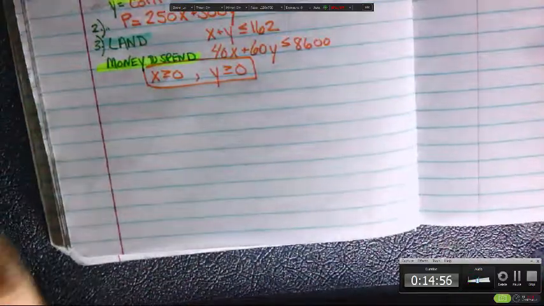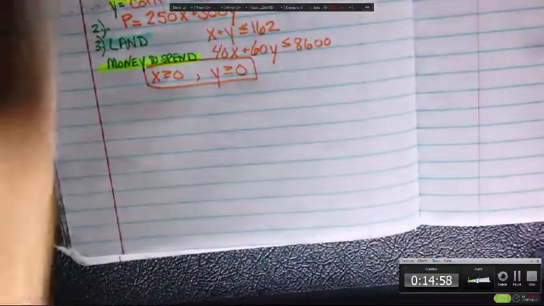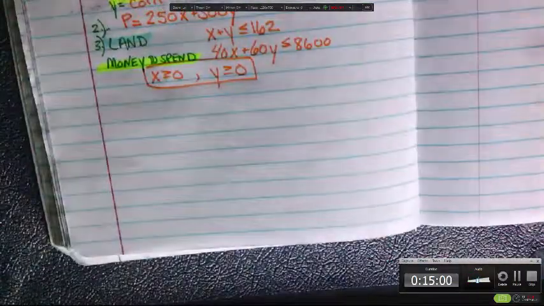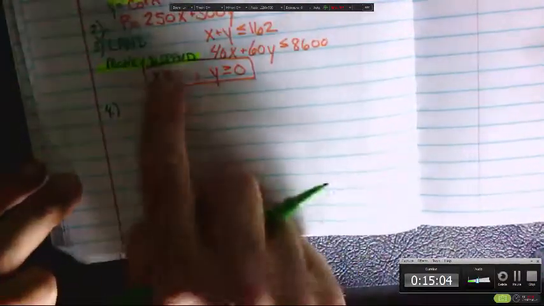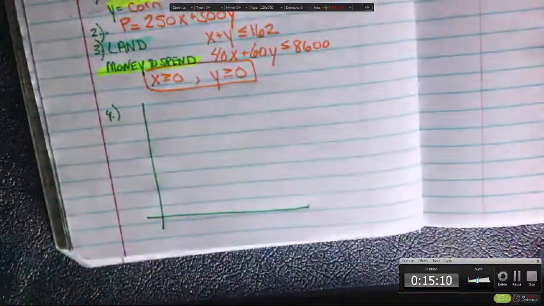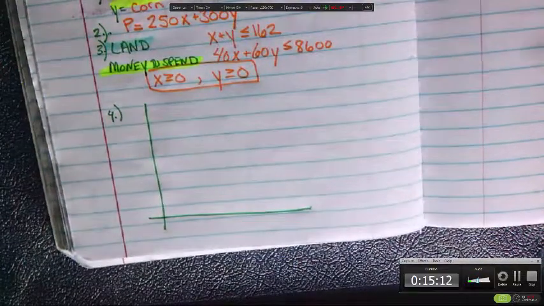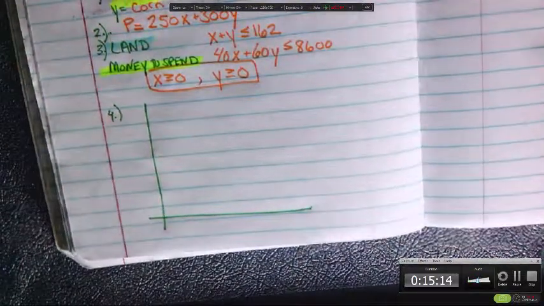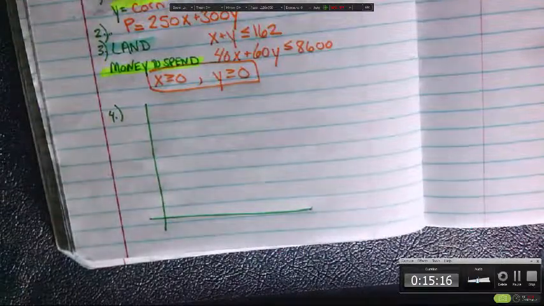Step 4 is to draw a graph of the constraints. Since we've said we're never going to have negative x or negative y values, to draw this graph we can actually just draw a picture of the first quadrant. We don't need to draw the entire xy axis. Just the first quadrant is sufficient. We need to graph each of these inequalities.